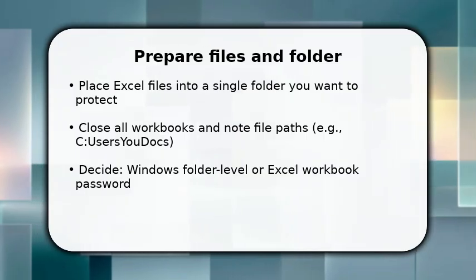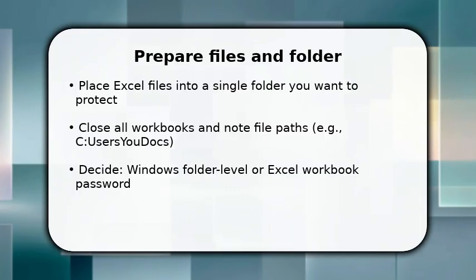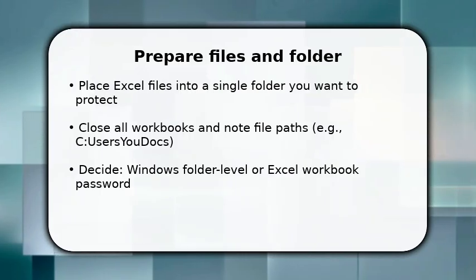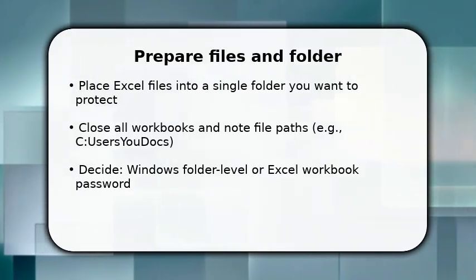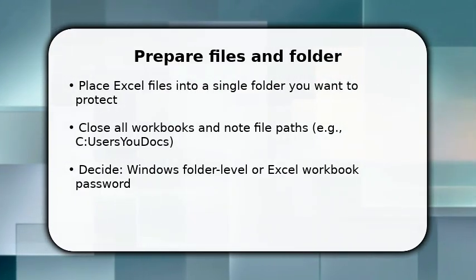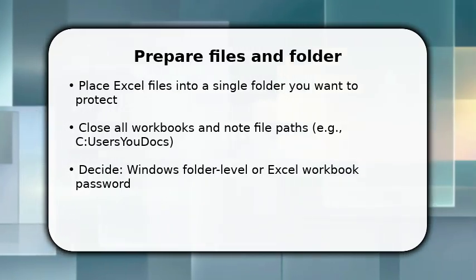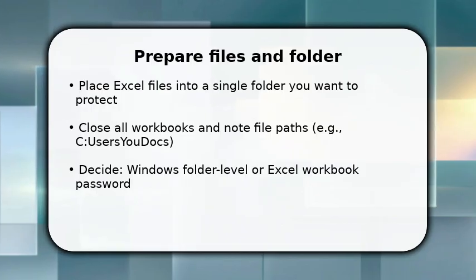You start by gathering the files and confirming the exact folder path. This avoids mistakes later. Once done, close every workbook so no file is locked by Excel. Decide whether you need folder-level protection, which hides everything, or workbook-level passwords, which protect individual files.